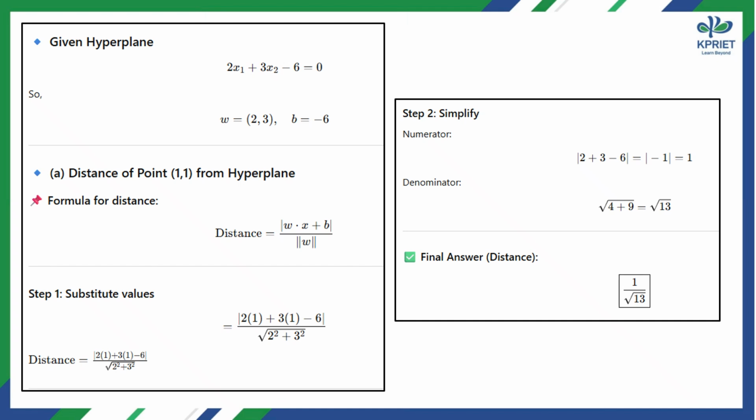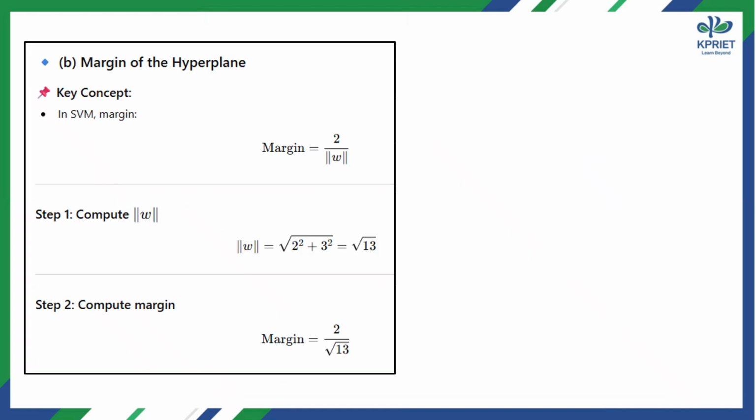computed by (w · x + b) divided by the norm of w, which is, by substituting the values and simplification, I am getting the value of square root of 13, and my final answer is 1 divided by square root of 13.